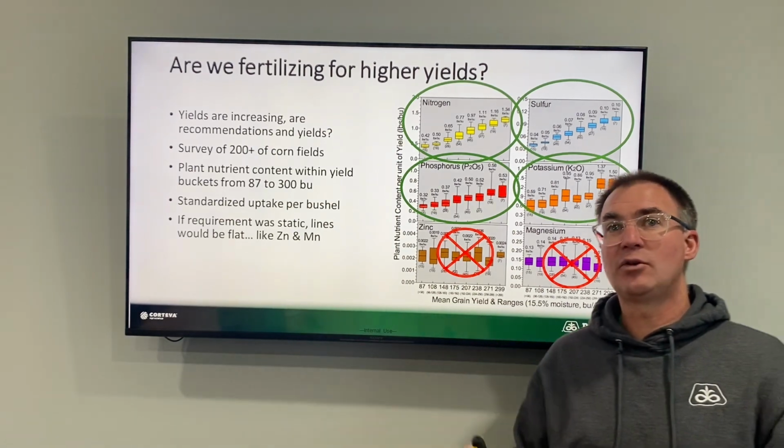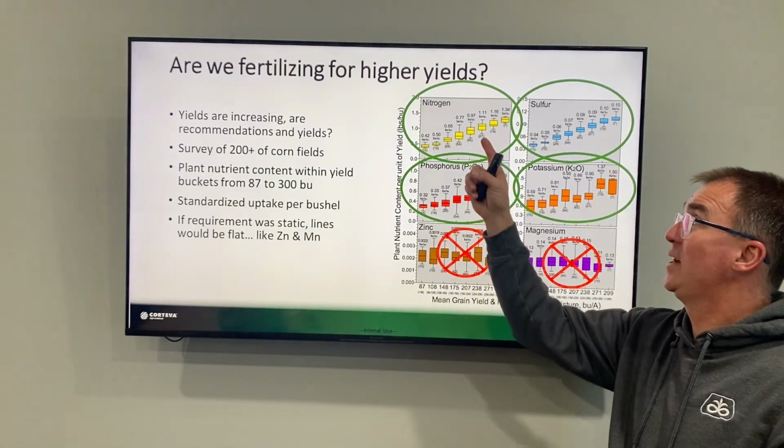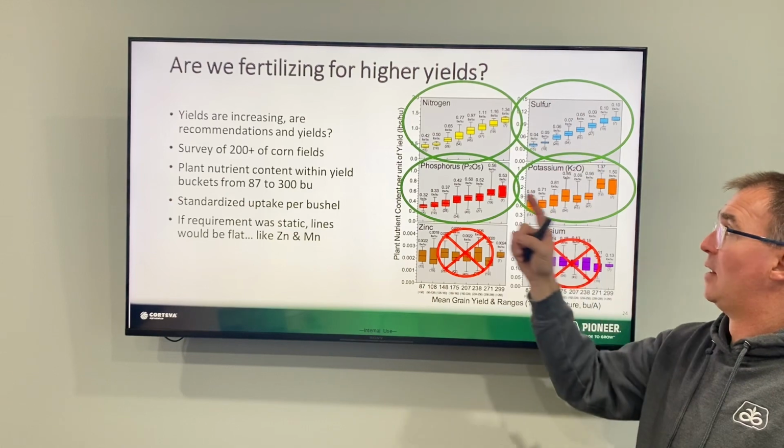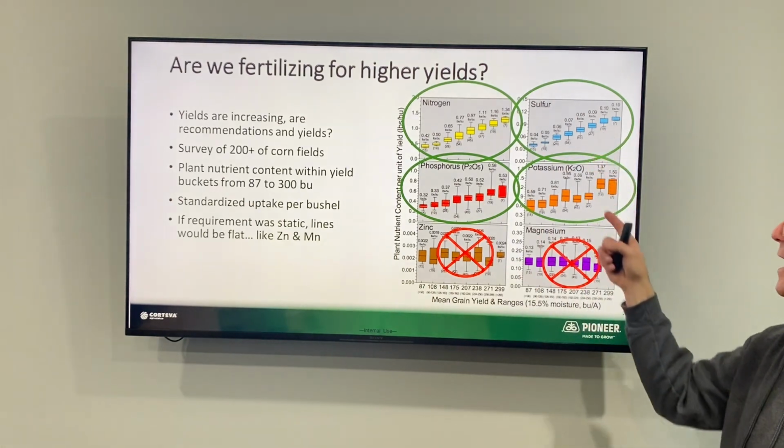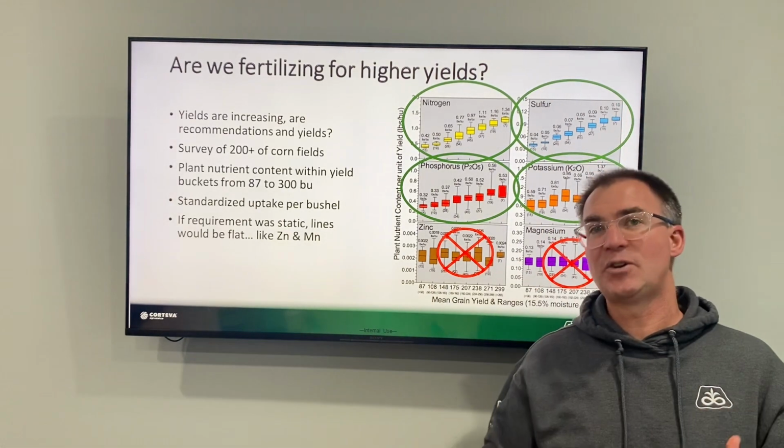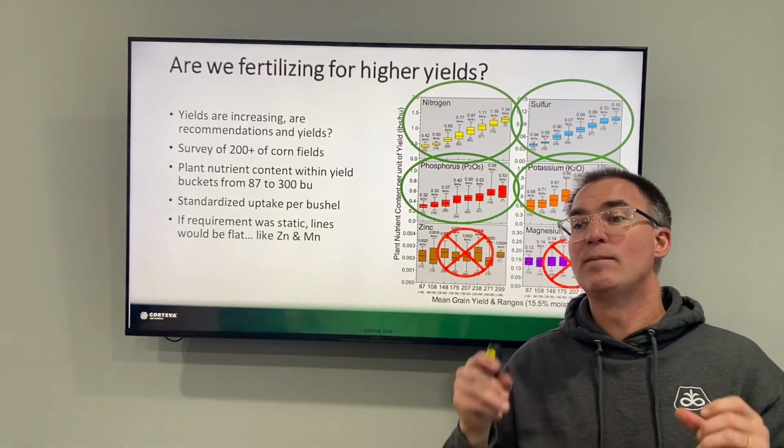So we think about higher yielding corn, higher yielding soybeans. We need more nitrogen, more sulfur, more phosphorus, more potassium. When we get to these higher yield levels, we're just not as efficient at those higher yield levels. So we need more of the nutrient out there.